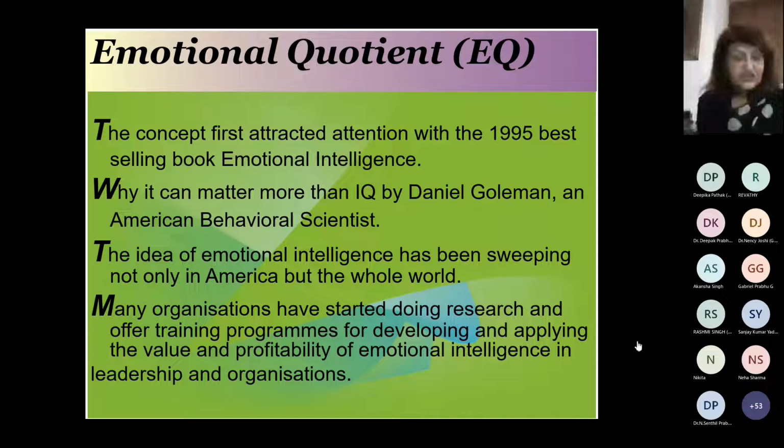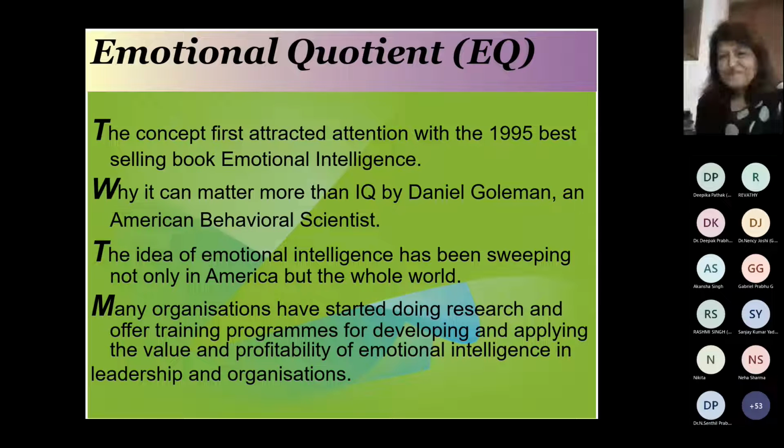Just a few days back, a friend of mine, she went for an interview, faculty interview, and they asked her, what do you think is the main thing we should look into? And she said, emotional intelligence. And they said, very good. They all had their ears and their eyes big and they were smiling. So many organizations are doing research and developing this, and it is sweeping the whole world.